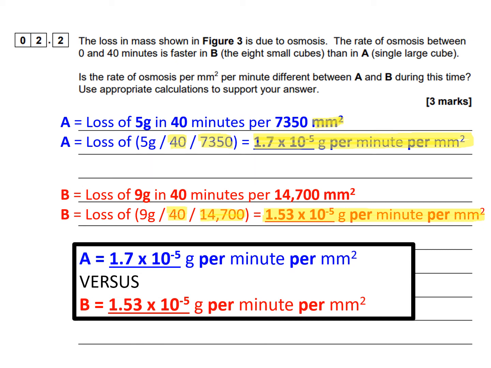Well, we can see if we compare the two values, 1.7 times 10 to the power minus 5 versus 1.53 times 10 to the power minus 5, you can say in your answer, like we'll see in a moment, yes or no. So you could say, yes, there is a difference, and it's a small difference, and you can state what the difference is. Or you could say there isn't really much of a difference because these two rates are actually very similar.